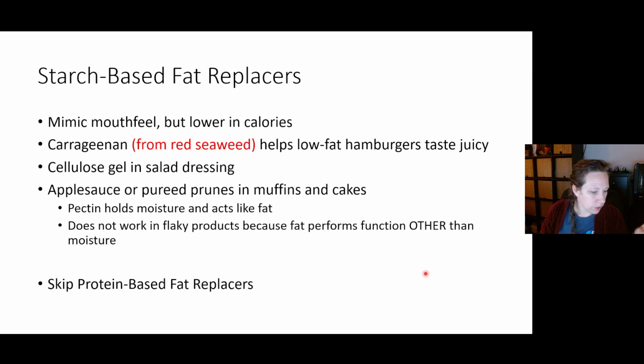You're going to skip protein-based fat replacers, but I do want to say from the last 2 chapters, because those actually have something to do with the starch-based fat replacers.